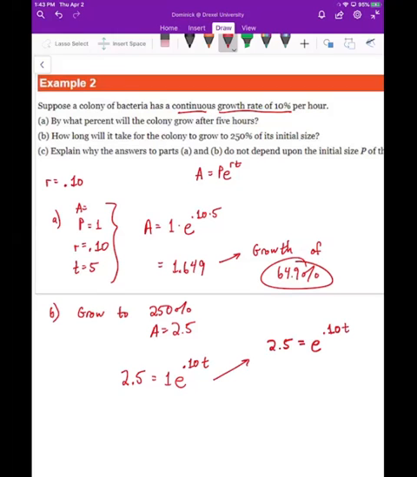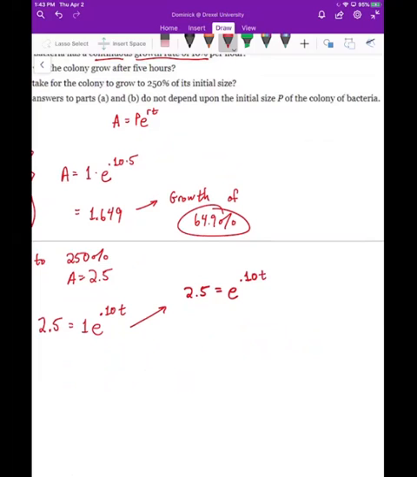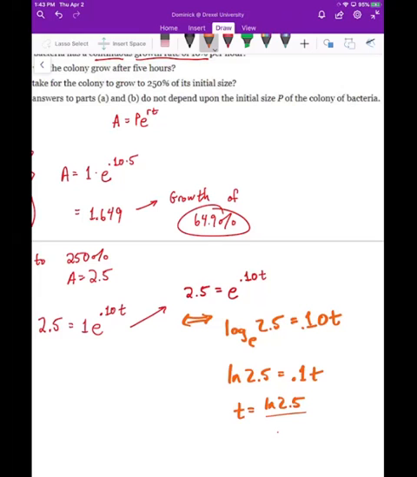So if we simplify, we could say that we really want to solve 2.5 is equal to e to the 0.10t. Now, since our variable is in the exponent, what we can do here is convert this to logarithmic form. So this is a log with base e of 2.5 is equal to 0.10t. But what's a log base e? It's a natural log. So we could say that natural log of 2.5 is equal to 0.1t, and then we can divide by 0.1 and say that natural log of 2.5 divided by 0.1 will give me t. Of course, we enter this in the calculator. We get that t is roughly equal to 9.163. So after 9.163 hours, we're going to grow to 250%.